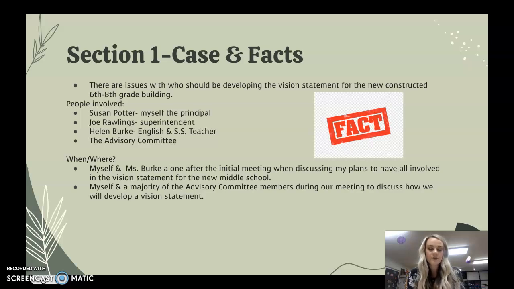The first conflict was between Ms. Burke and myself, just a casual conversation about our next meeting and what I was going to task the group with to come up with our vision statement. The second conflict would have been at the advisory committee. They agreed with Ms. Burke that I should develop it and then share it with them, and they just agree with it. If they had issues with it or if they found flaws with it, then they would let me know and I could redo it. But more than likely they would say yes because I was the expert.